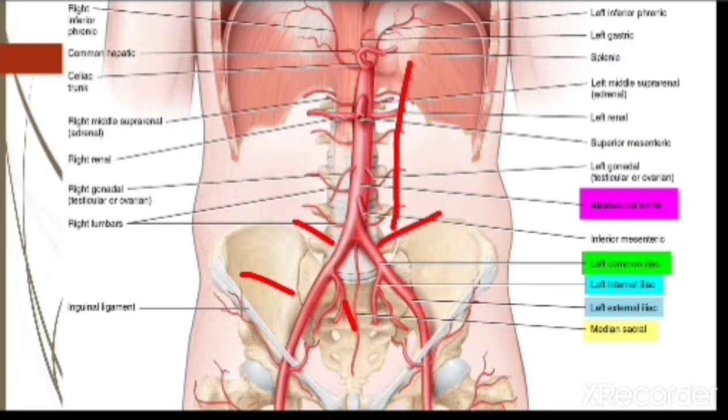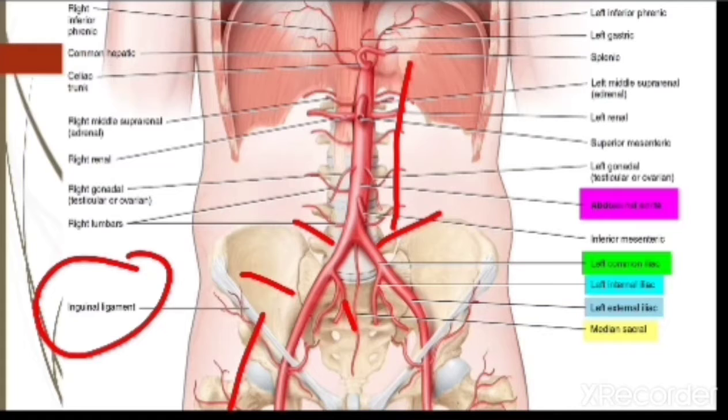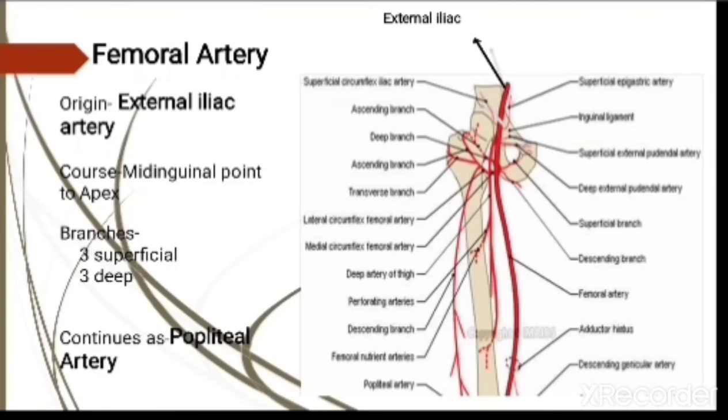Internal iliac artery supplies the organs of the pelvis, and the external iliac artery enters into the thigh. This external iliac artery, beneath the inguinal ligament, as we can see the inguinal ligament, continues in the form of femoral artery. So here we can say that the femoral artery is the continuation of external iliac artery. Now come to its description. Femoral artery, the origin is from the external iliac artery.